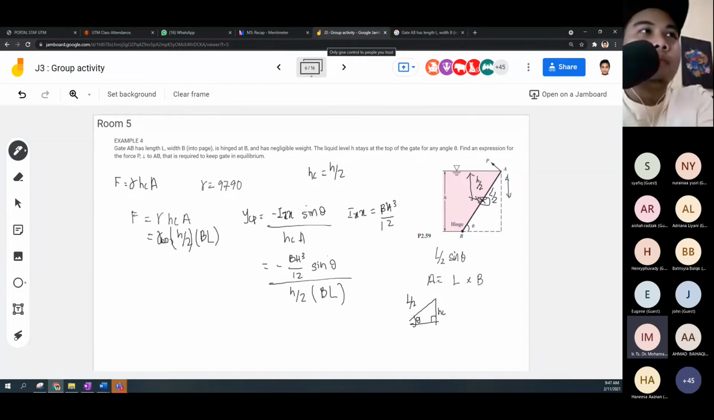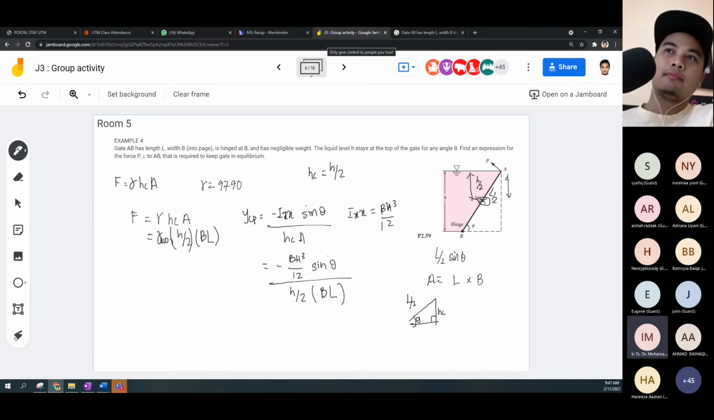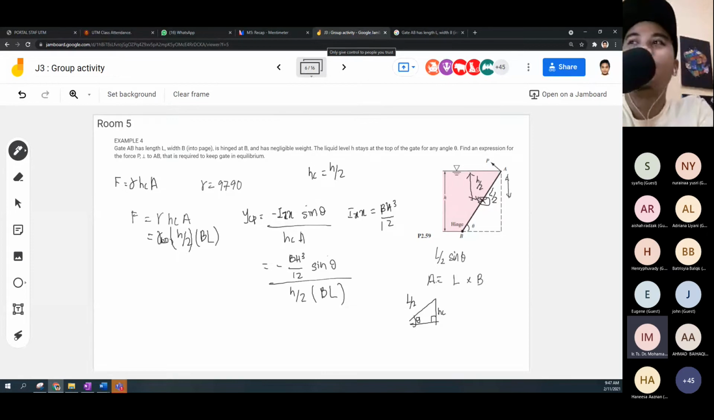Good morning, doctor. Okay, good morning. Actually, we just substitute the data given from the diagram into the formula F equal to gamma HC, height of center, and A. Then? It's okay, just explain here. And we get the data H over 2 is the height of center, and the area is B times L. Okay, good. Then?